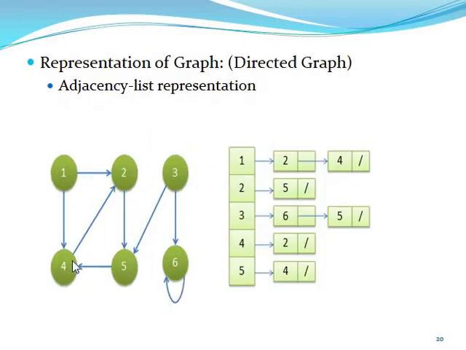4 is connected to 2, so now we have put 4 to 2, and 5 is connected to 4, so we have put 4. So this is the list representation. 6 is not connected to anyone, it represents itself, so if there is no connection, you denote it by 0.